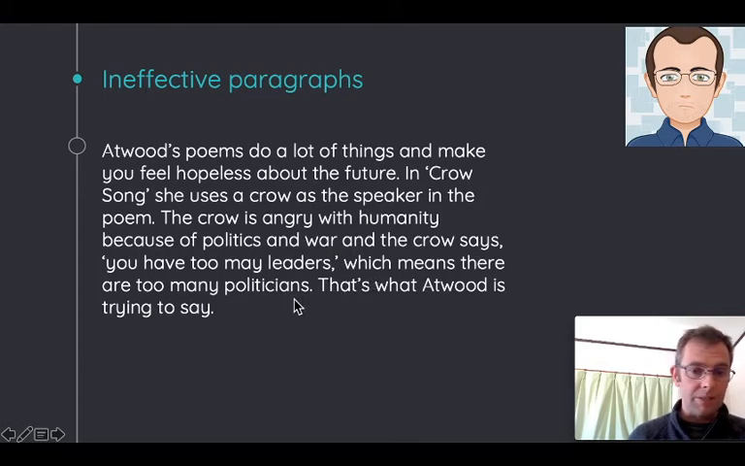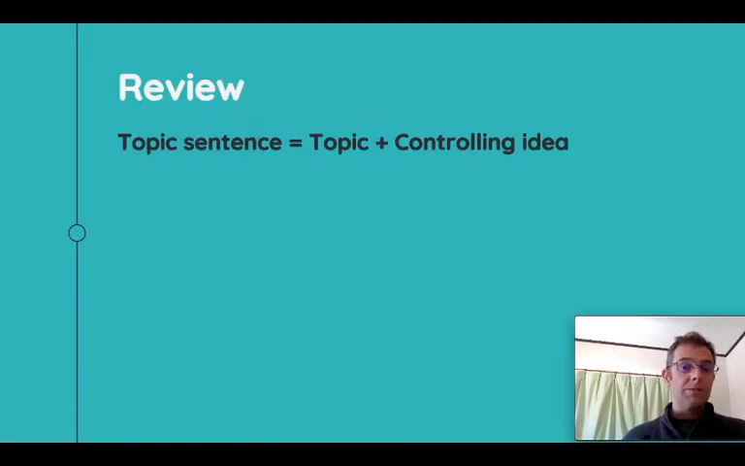Which means there are too many politicians. Then are we getting to message here? It's not really clear. That's what Atwood is trying to say. And again, we've got a really general and very vague sentence that concludes this paragraph. So this is not a very effective paragraph. It doesn't have strong cohesion. So what can we do to fix this? Well, let's review from last time.